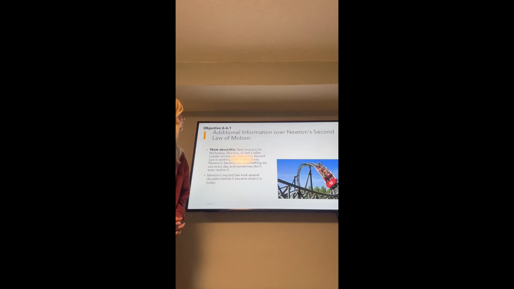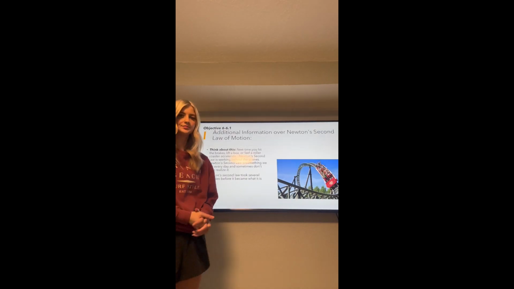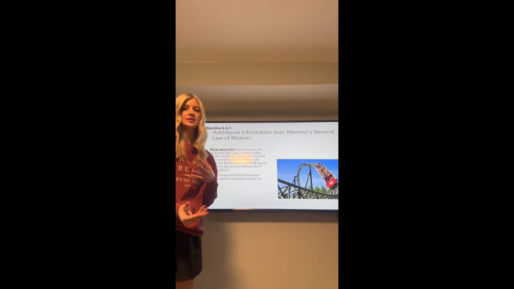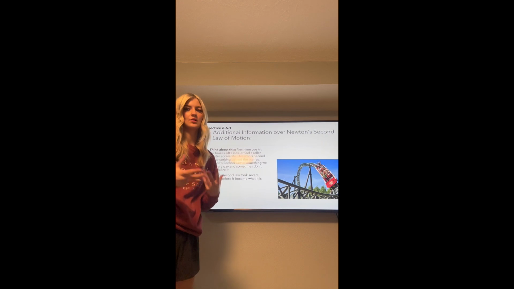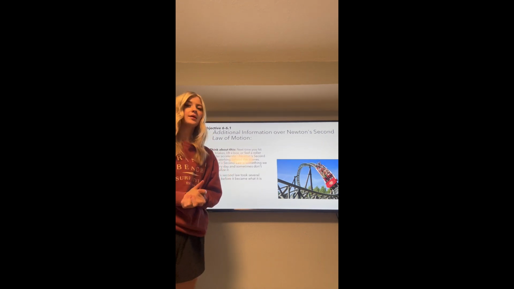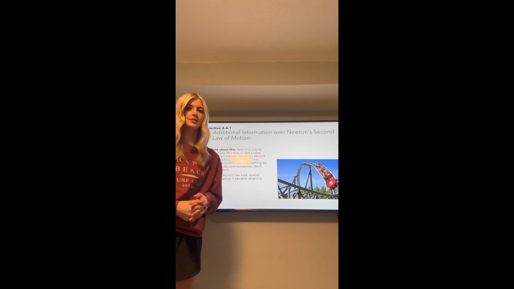Additional information on Newton's second law of motion. Think about this. Next time you hit the brakes, lift a box, or feel a roller coaster accelerate, Newton's second law of motion is working behind the scenes. Newton's second law is something we use every day and sometimes don't even realize it.